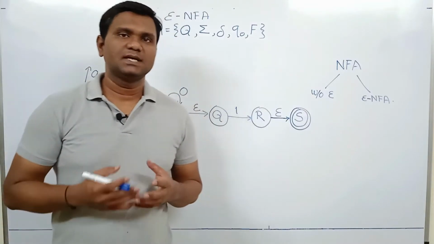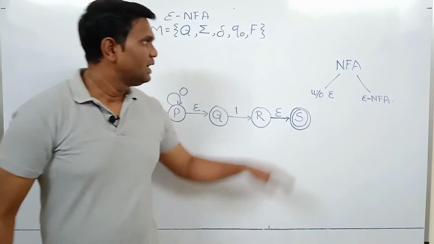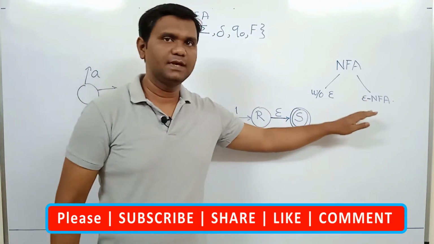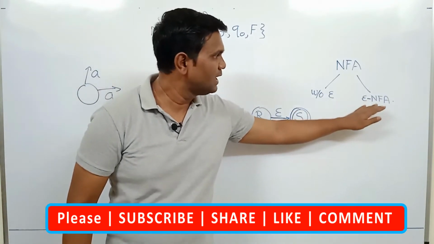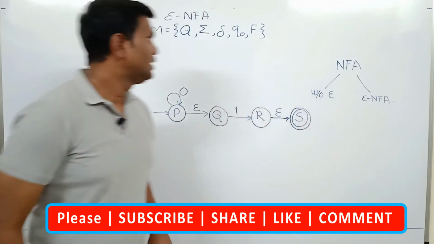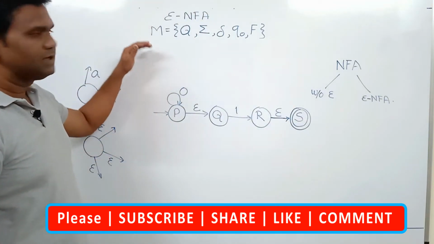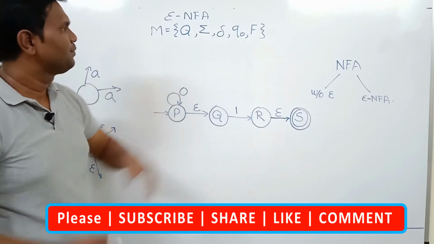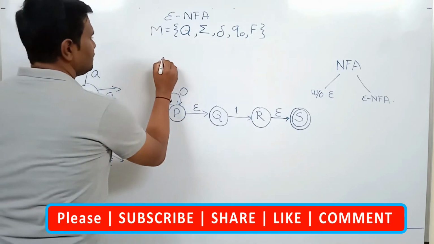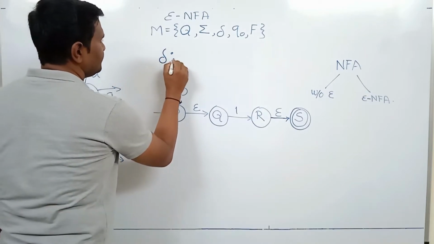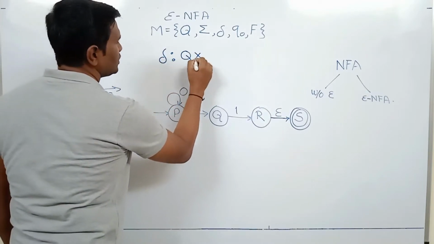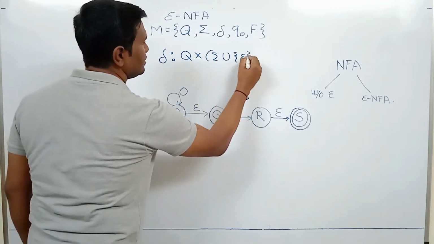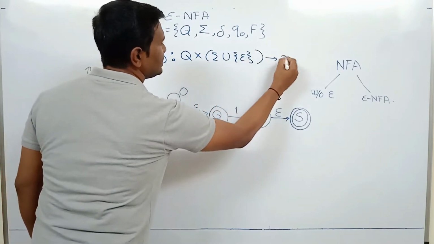In this lecture, we will start the study of Epsilon NFA. NFA has two types: NFA without epsilon transitions, and NFA with epsilon transitions, which we call Epsilon NFA. Now, if we consider the 5-tuple definition of NFA, it is Q, sigma, delta, Q0, F. Now, the transition function of NFA is delta: Q cross (sigma union epsilon) goes to power set of Q.